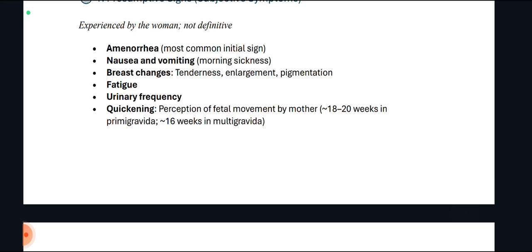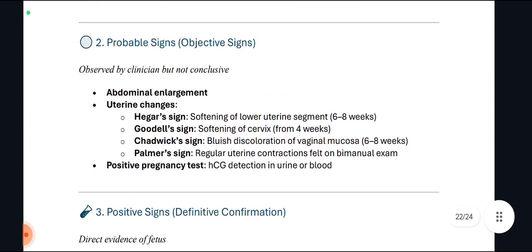In primigravida females, when the female gets pregnant for the first time, it occurs around 18 to 20 weeks. And in multigravida, she knows from her previous experience what a fetal movement feels like, so she can identify them almost around 16 weeks.